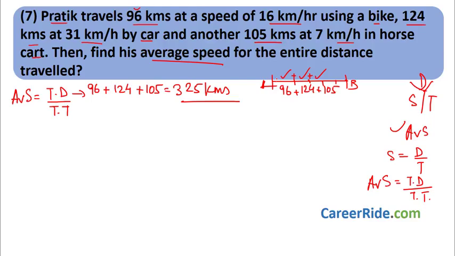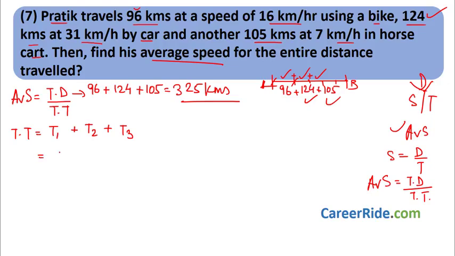Now for time, find out how much time is taken to travel this 96 kilometers. Then find how much time is taken to travel this 124 kilometers, right? Then find how much time is taken to travel this 105 kilometers. How to do that? Let's see. Total time. Let us assume that initially Pratik travels 96 kilometers at the speed of 16 kilometers per hour. Total time is nothing but time taken for journey by bike, T1, journey by car, that is T2, and journey by horse cart, correct? Because there are 3 types of journeys, we have to add individual times.